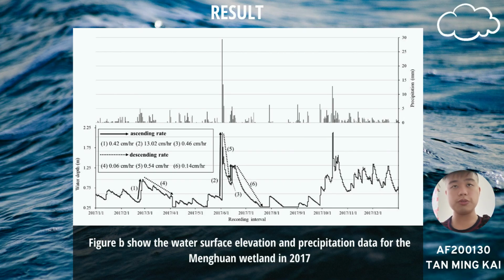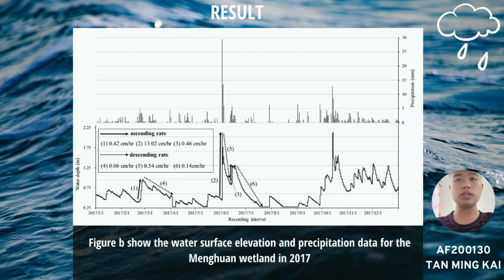Next, we proceed to the result. Figure B shows the water surface elevation and precipitation data for the Meng Huan wetland in 2017. The Meng Huan wetland was relatively dry due to the lower precipitation level from July to September. Conversely, the water surface elevation increased because of the heavy rainfall in October 2017, as shown in Figure B.